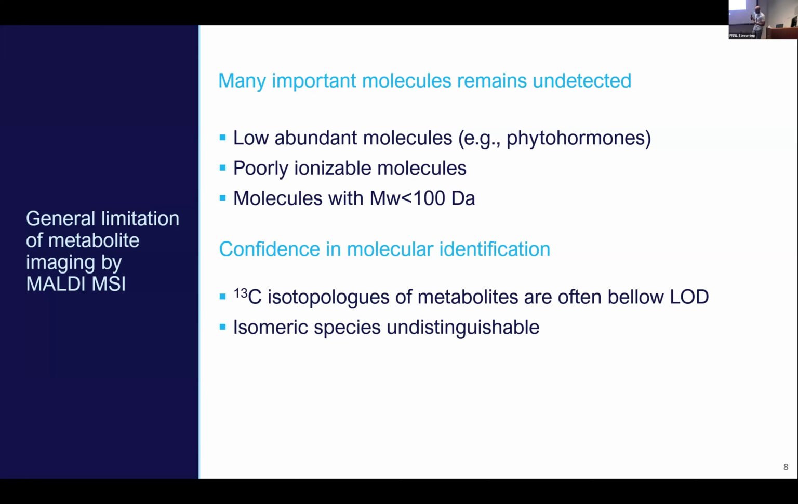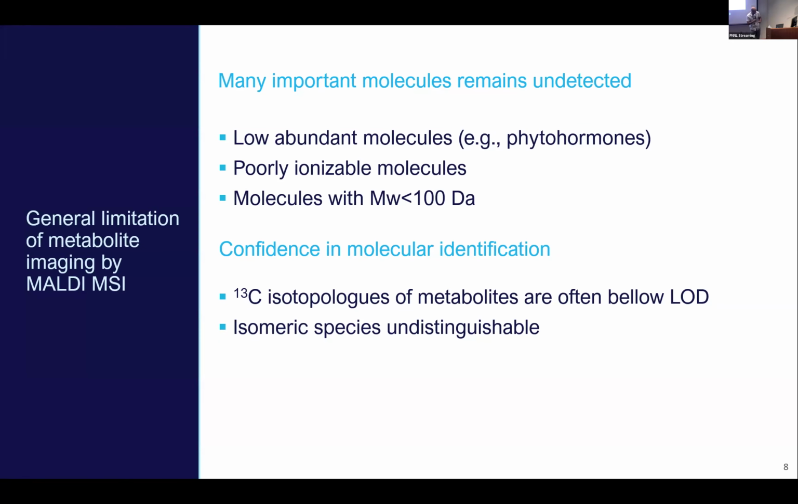We also have other problems. Some of them I already hinted at before: isomeric species, those that have the same molecular formula, so the same mass, are indistinguishable. But we also have problems in confident molecular identification, because especially if we go to low abundant molecules, we use C13 isotopologs and isotopic fine matching for molecular confirmation. Those C13 isotopologs can often be below the limit of detection, which decreases our confidence in accurate molecular formula identification.